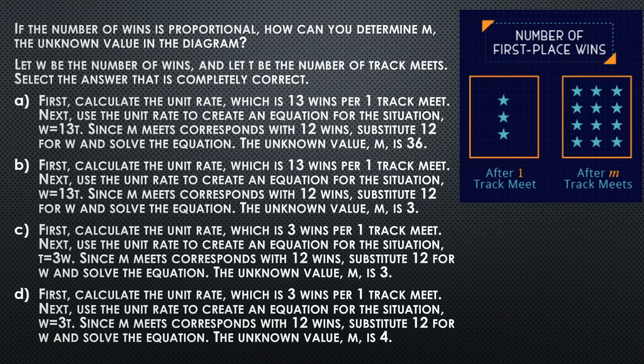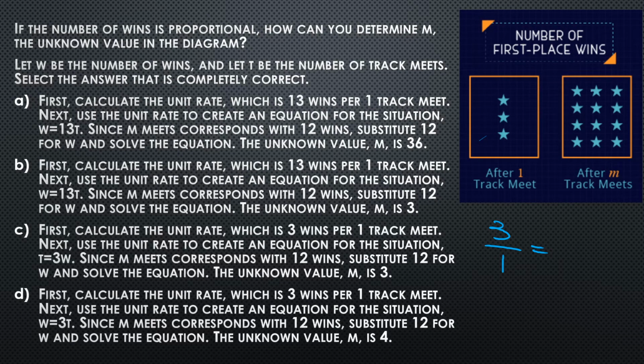Our next one says that if the number of wins is proportional, how can you determine m, the unknown value in the diagram? So for this one, I think it's going to be easier almost to solve for m first, because that'll take out a few of these answer choices. So I know that I get 3 wins after 1 track meet.